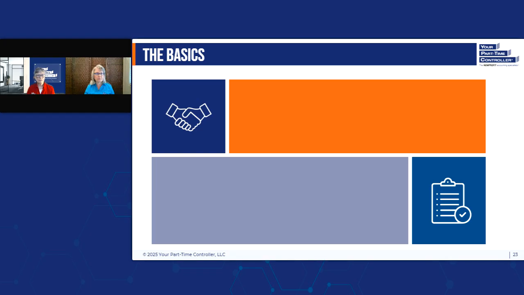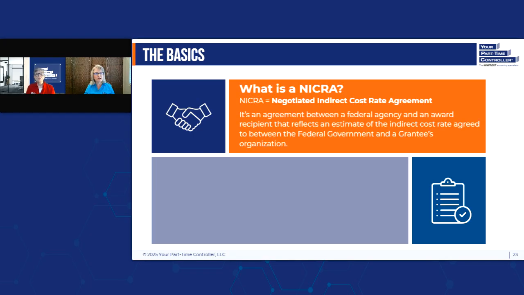Now, what is a NICRA? NICRA stands for Negotiated Indirect Cost Rate Agreement. It's an agreement between a federal agency and an award recipient that reflects an estimate of the indirect cost rate agreed to between the federal government and a grantee's organization. In layman's terms, a NICRA is a formal description of an organization's cost allocation plan and methodology. The NICRA is built on the audited indirect costs and fringe benefit expenses incurred by the organization. The rate approved in the rate agreement is a maximum that may be used during the period defined.